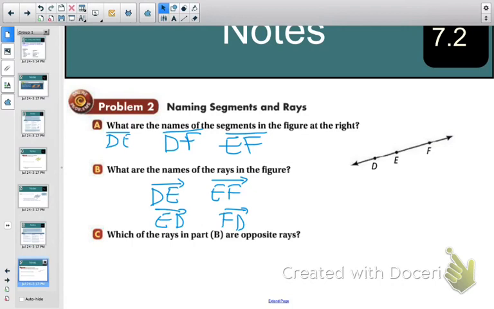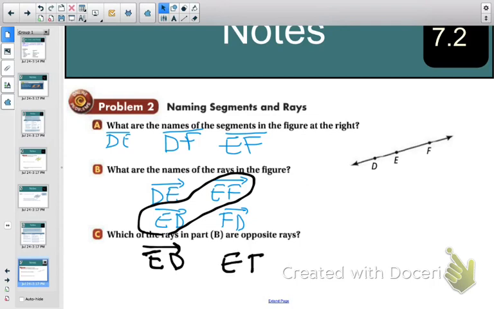So, which of the rays in part B are opposite rays? So opposite rays, remember, they have the same endpoint. So these are the only ones that have the same endpoint. ED and EF are opposite rays because they both start at E, but they extend in opposite directions.